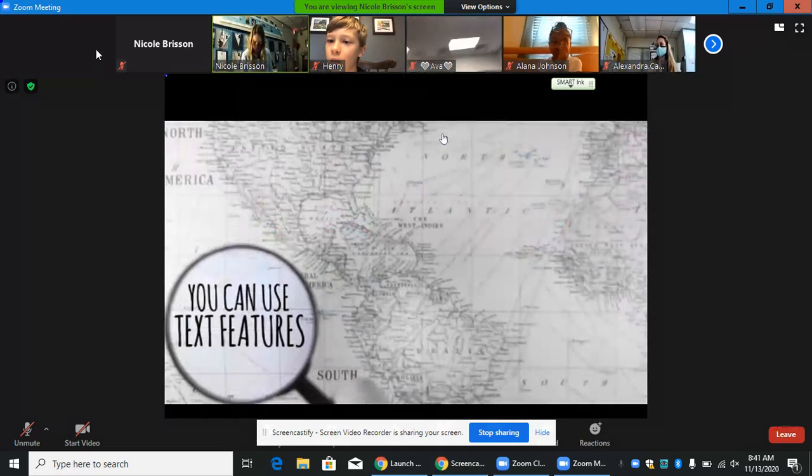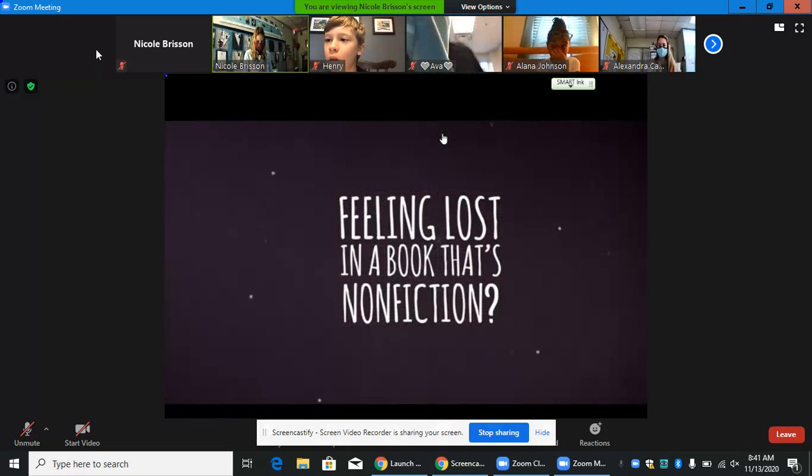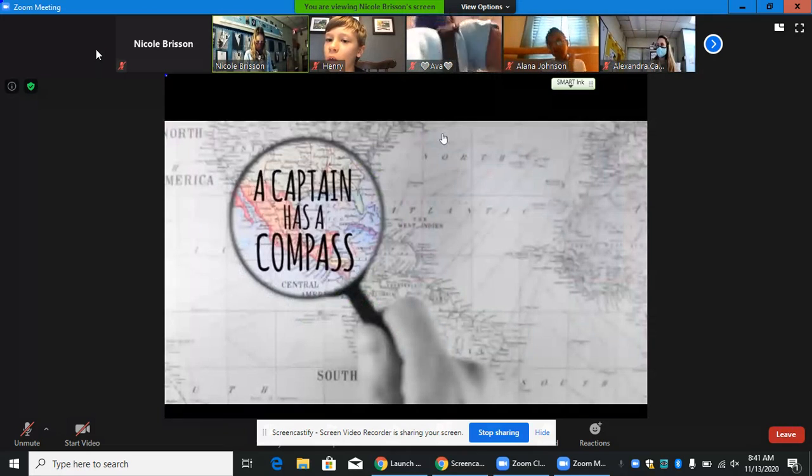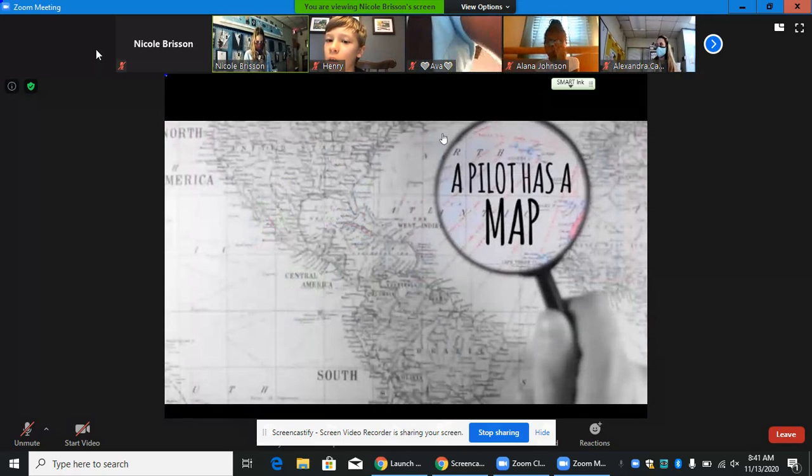Feeling lost in a book that's not fiction. Text features will point you in the right direction. The captain has a compass, the pilot has a map. You can use text features to find facts.